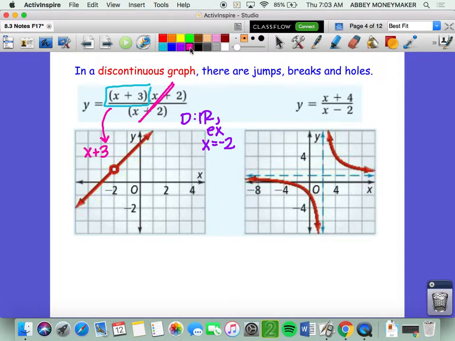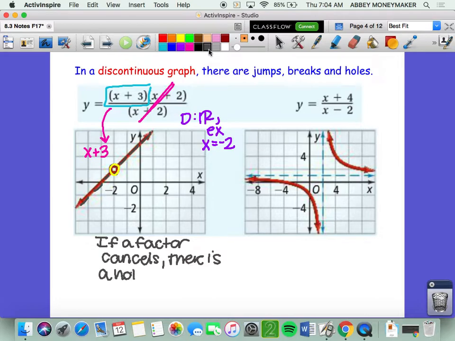But that still presents a restriction because we always want to state our restrictions before we cancel. So we said the domain is all real numbers except at -2. So it is acting like a continuous function, except when x is -2, there's a hole in the graph. And then I just keep on graphing like I normally would. So the rule of thumb here: if a factor cancels, there is a hole at the restriction. So if the factor cancels, there is a hole at the restriction.